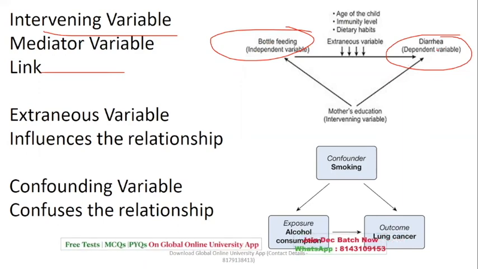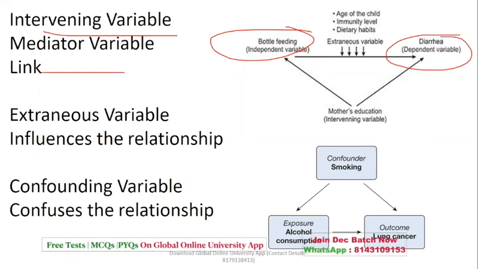Now, when I talk about extraneous variable, it is the influencing variable, like the age of the child, the immunity level of the child. If I talk about confounding variable, it confuses the relationship. The person may or may not be consuming alcohol, and he has got lung cancer. What is the confusion? The confusion is like, how can he get cancer if he does not consume alcohol? So it is something which confuses you, that is called confounding variable.